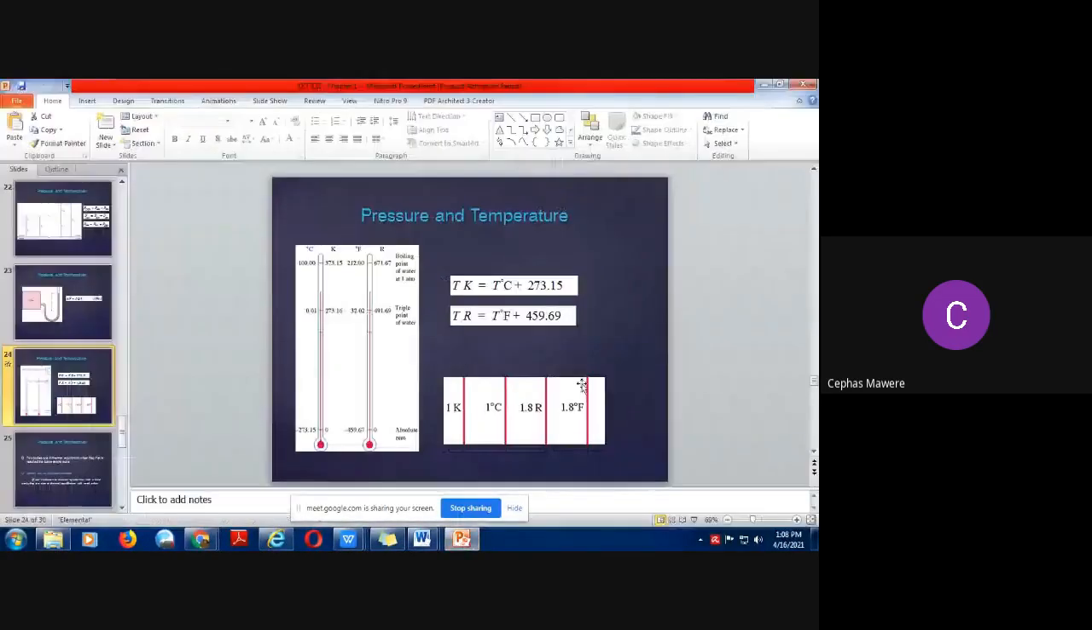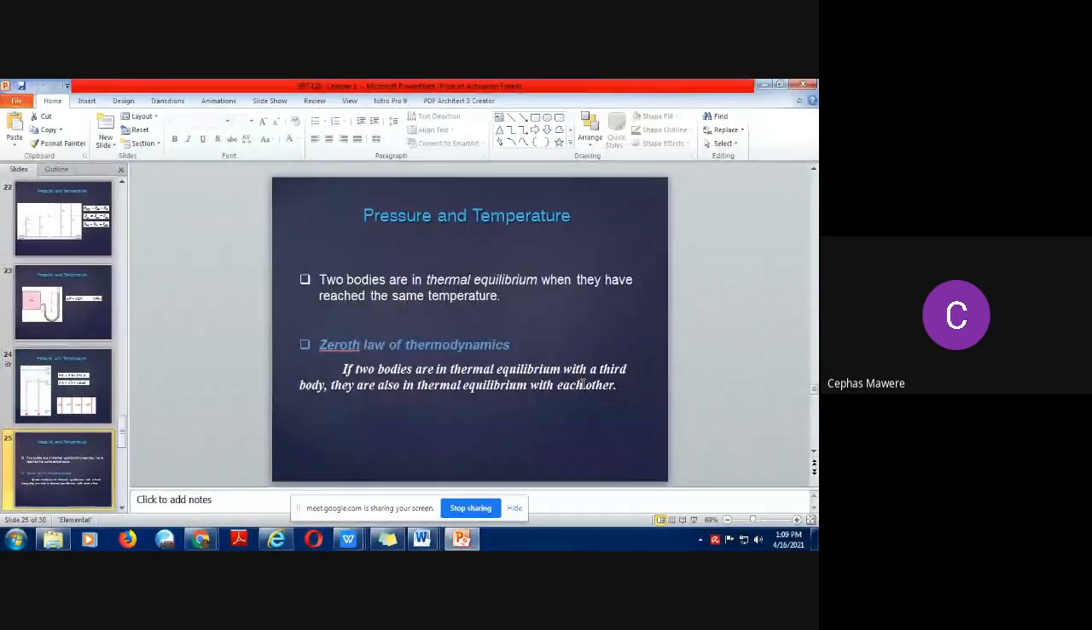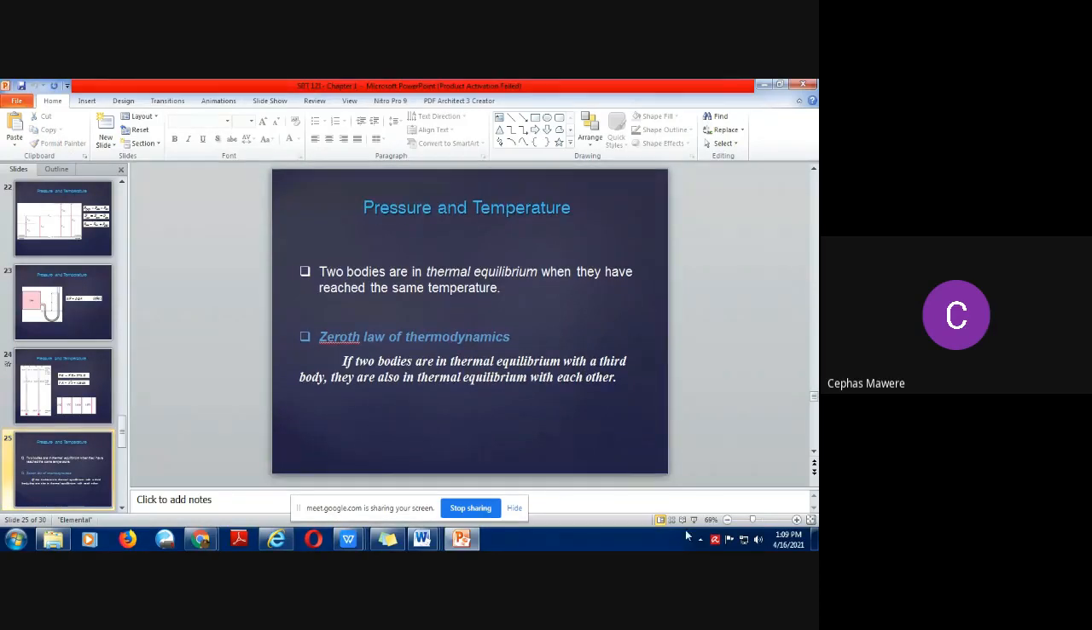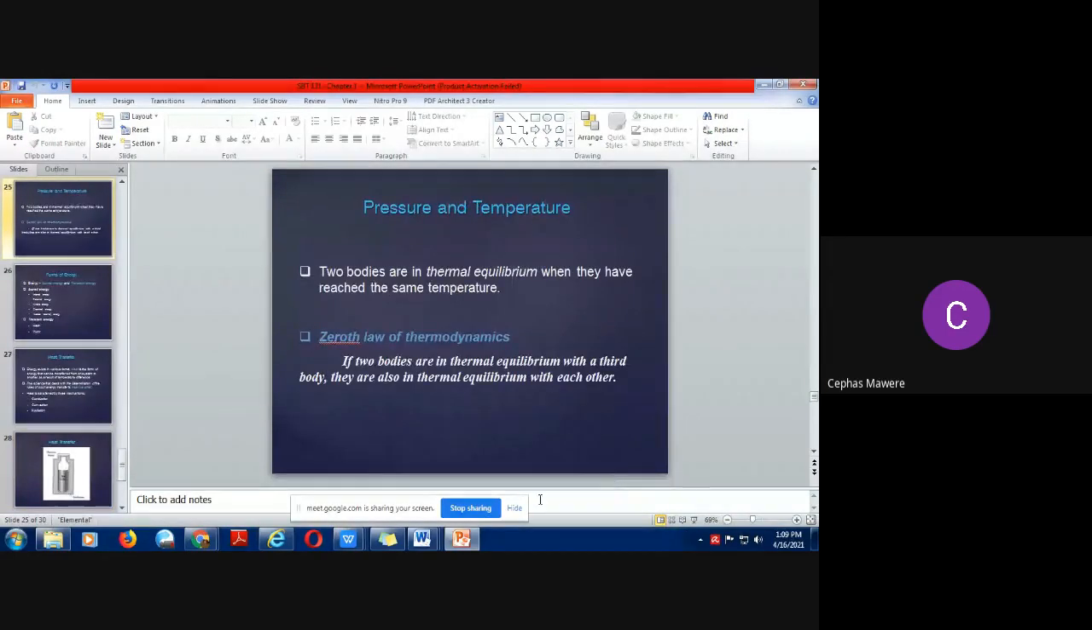Okay. Now, if I may proceed, two bodies can be said to be in thermal equilibrium when they have reached the same temperature, okay, that we now know. However, we have the zeroth law of thermodynamics, and it says if two bodies are in thermal equilibrium with a third body, they are also in thermal equilibrium with each other, okay? So they are in thermal equilibrium with each other.